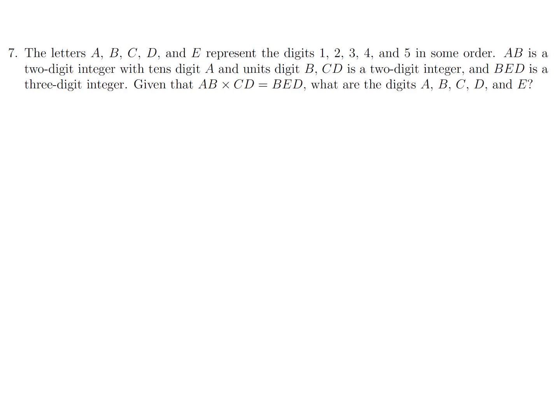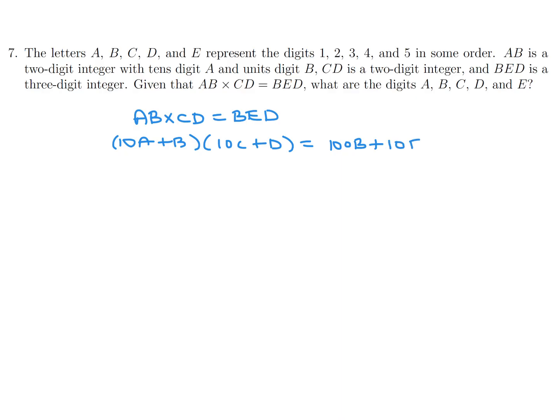All right, so this to me is, oh boy, I think this is an experimentation type of question. Let's see what we get. I'm hoping that it's quicker rather than longer, but let's just see. So we have AB times CD is BED, right? So if we expand this, we basically are getting 10A plus B times 10C plus D, and that's equal to 100B plus 10E plus D.